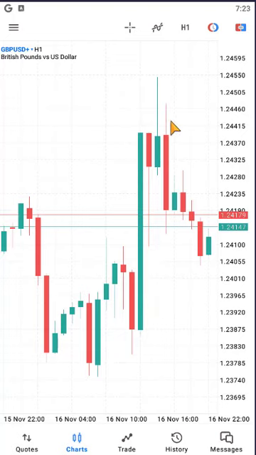Of course, if it is red, it means in that 1 hour the market was bearish. That means the sellers dominated the market. They took the price lower. Now if the candlestick ends up green in color, it means for that 1 hour the market was bullish. That means for that 1 hour the buyers dominated the market. They closed the price higher than where it opened from.